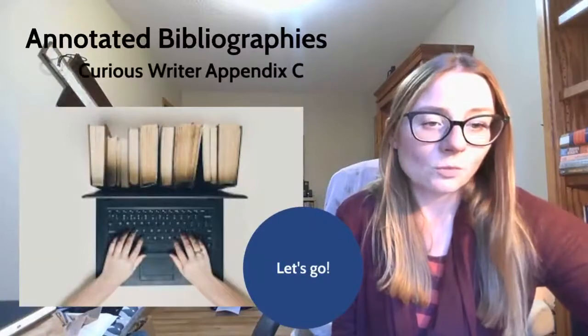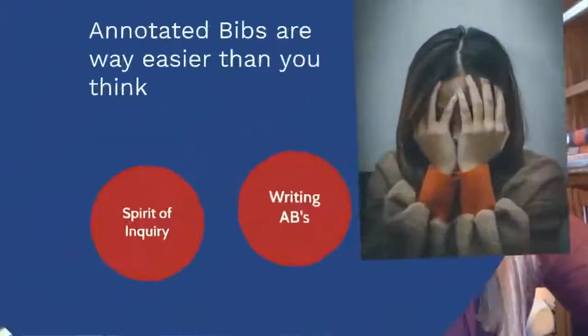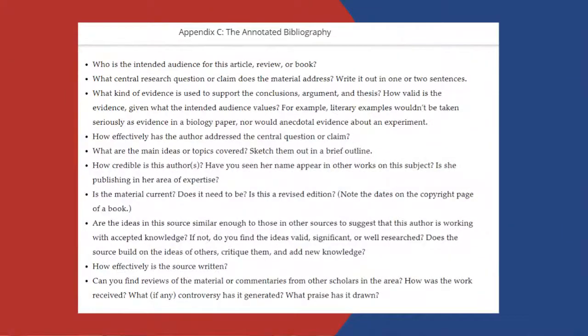Oh, okay. We do have a couple more minutes. Let's take a look at some of these. Okay, so number 3 here, what kind of evidence is used to support the conclusions that the author of your source came to, the argument and the thesis, and how valid is the evidence they provided, given what the intended audience values? For example, literary examples wouldn't be taken seriously as evidence in a biology paper, and you wouldn't want anecdotal evidence about an experiment.